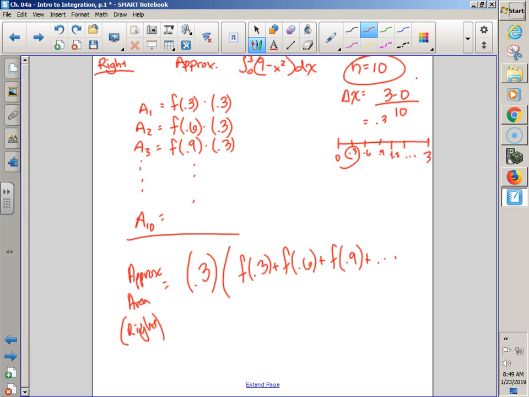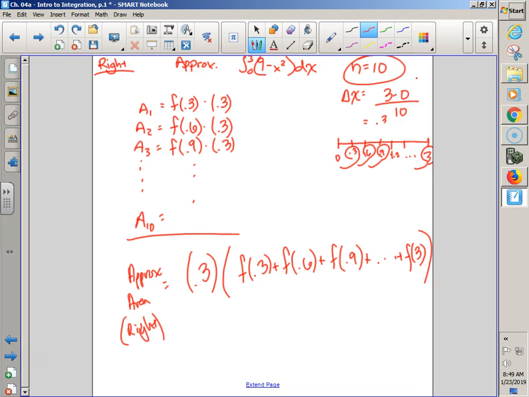Have you guys noticed whenever it's on the right, where are you going to end? You're going to end at 3. You're going to get everybody except the far left. Or when it's a left-hand approximation, you're going to get everybody but the 3. That's the way to double check. You're going to get it all the way up to f of 3. You're going to hit enter and be like, give it to me, please. Make the calculator do the work.